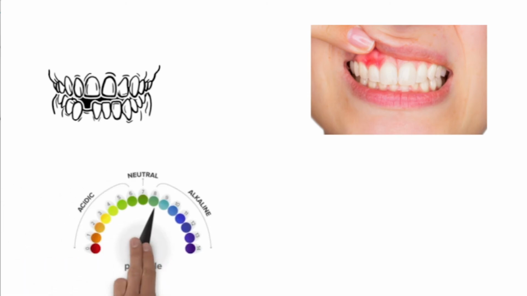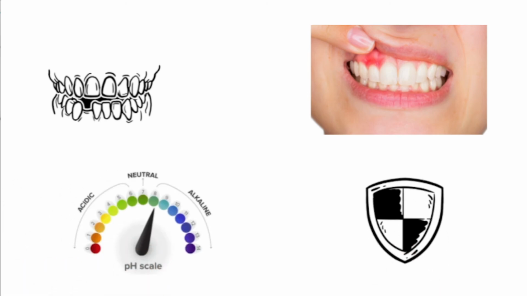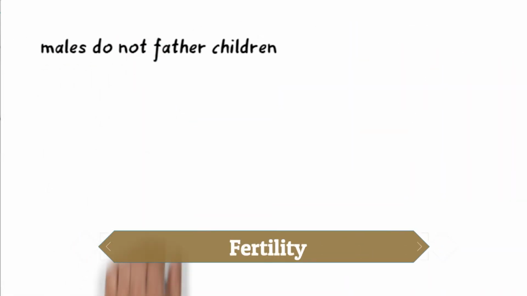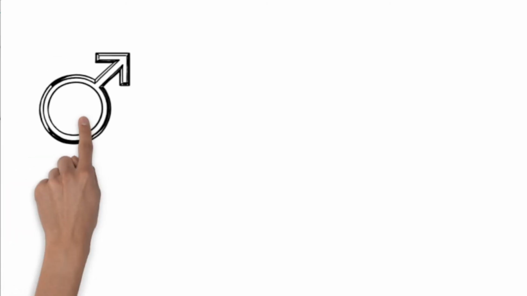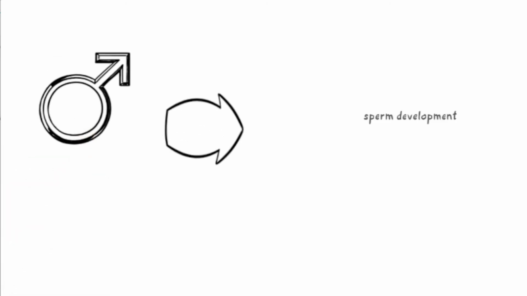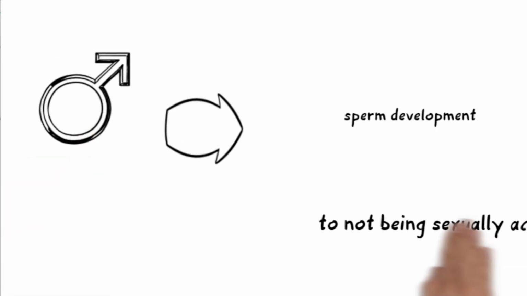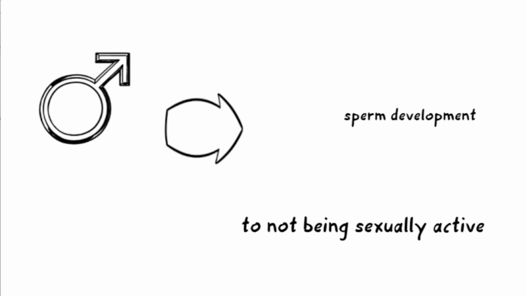Tooth loss. People with Down syndrome tend to be more susceptible to gingivitis. They also tend to have a more alkaline saliva, resulting in a greater resistance to tooth decay. Fertility. Males with Down syndrome usually do not father children, while females have lower rates of fertility relative to those who are unaffected. The poor fertility in males is thought to be due to problems with sperm development. However, it may also be related to not being sexually active.